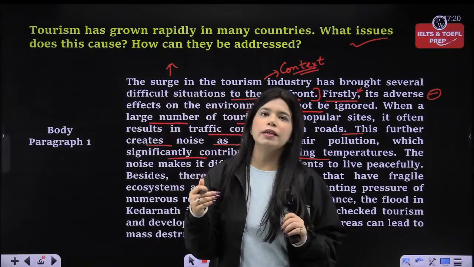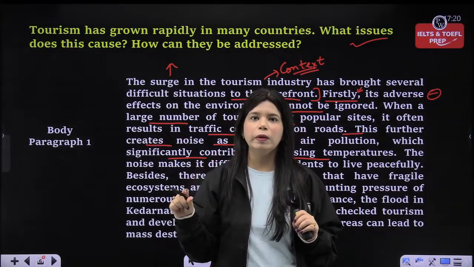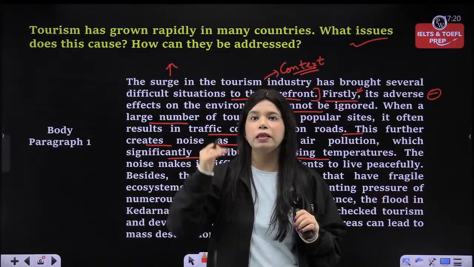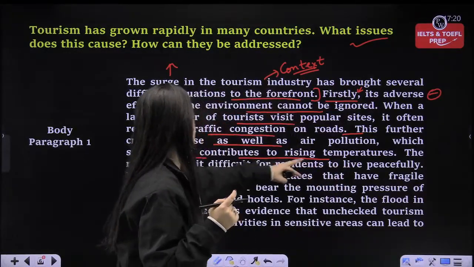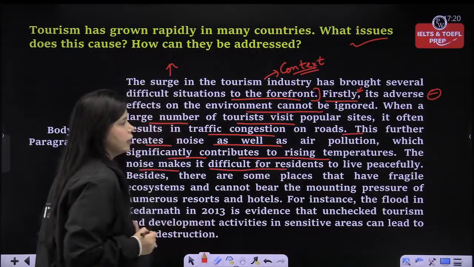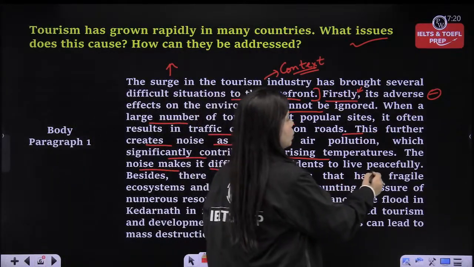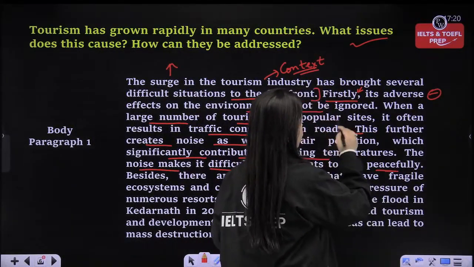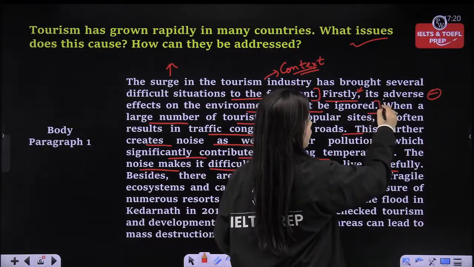So environmental degradation में क्या क्या होता है? Air and noise pollution. Air pollution से क्या होता है? Temperatures go up. And then I'm talking about noise pollution also. I'm saying the noise makes it difficult for residents to live peacefully. So moral of the story, if you see, my first idea ended here.